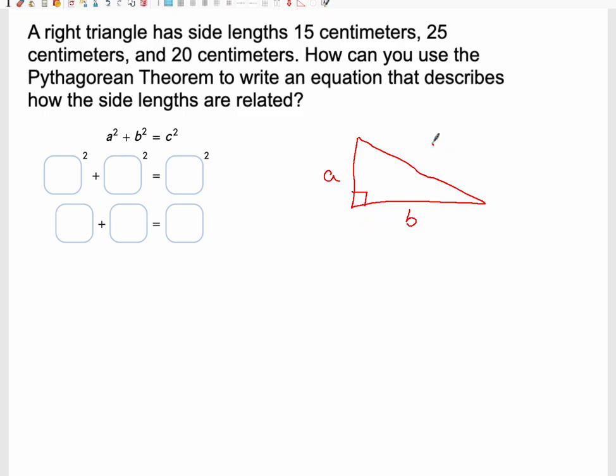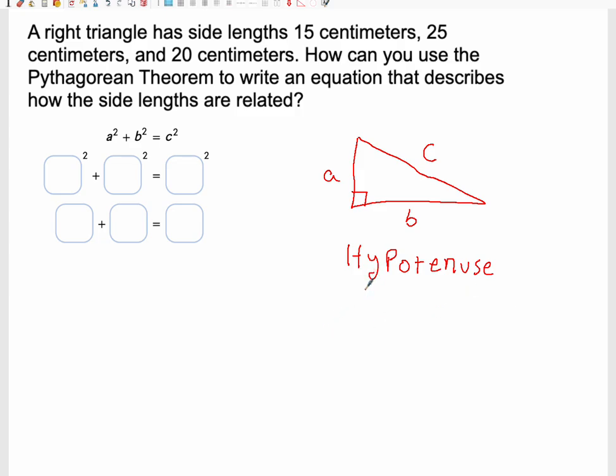This side, side C, will always be across from the right angle. It will never touch the right angle. It will always be across from it. It's always going to be the longest side of the triangle, and it's got a special name. Anybody know what it is? The head. Body. Neck. Arm. Hypotenuse. Okay, so it's one of the funnest words we get to say in math, hypotenuse.